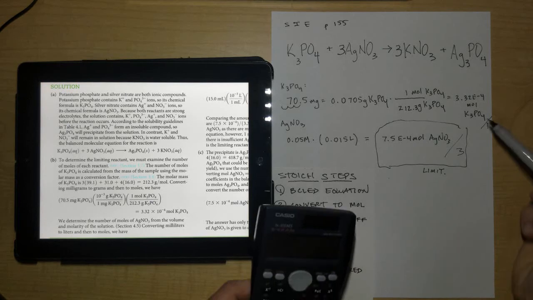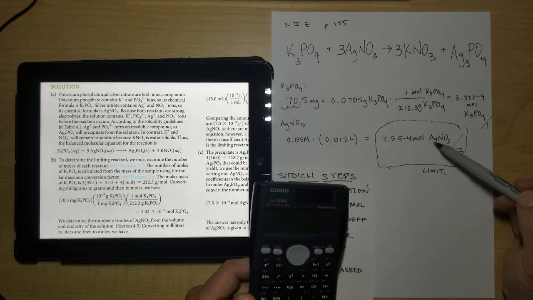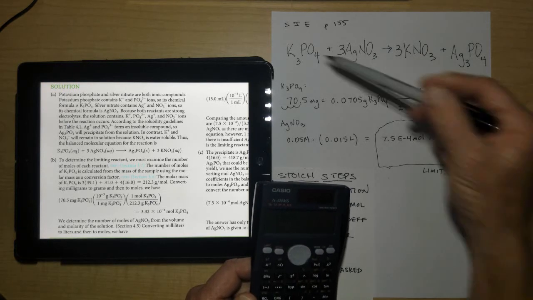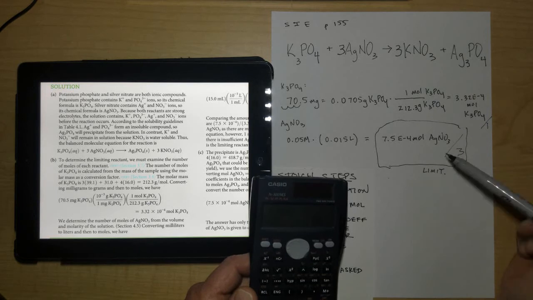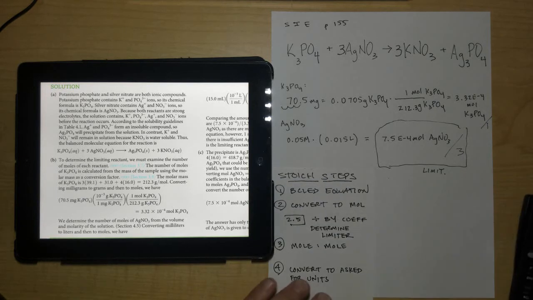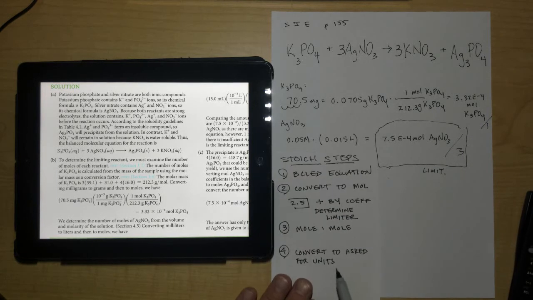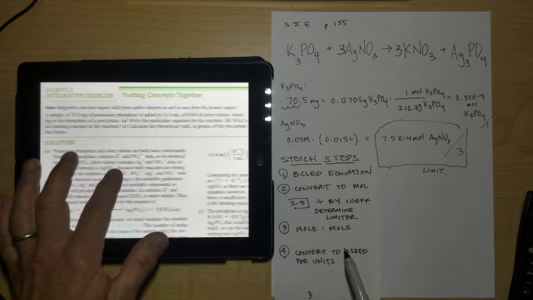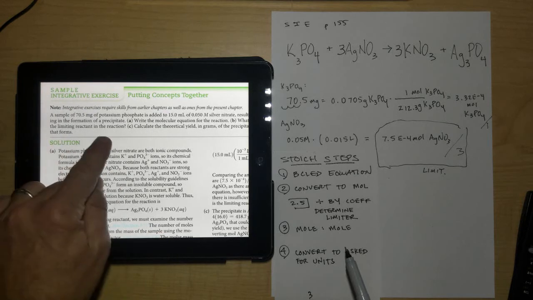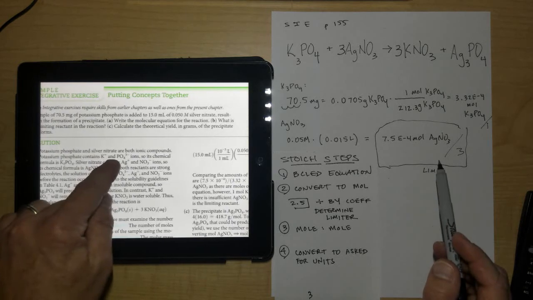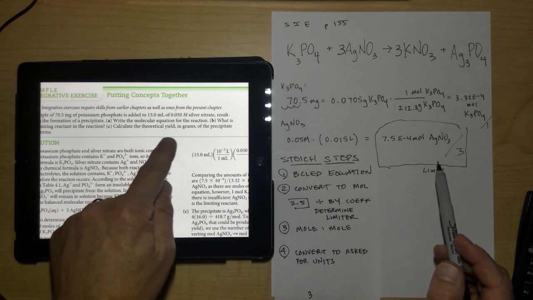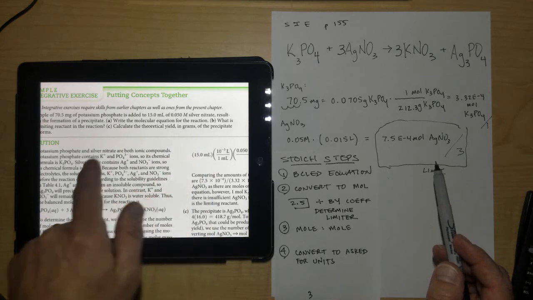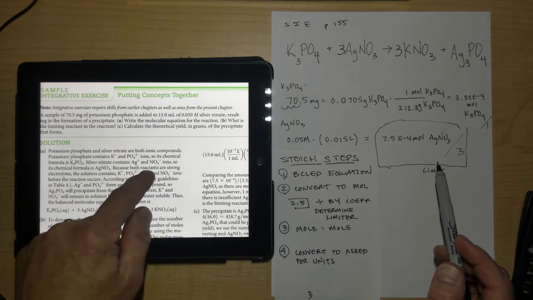Okay, so the limiter, remember what I did was I found the moles, then I divided by its coefficient, and whichever one ended up being smaller after I did the division, that one is the limiter. Now I work the rest of the problem based on those steps. And the question says, I have to go back and reread it, what is the limiting reactant? We got it. Then letter C, calculate the theoretical yield in grams of the precipitate that forms.